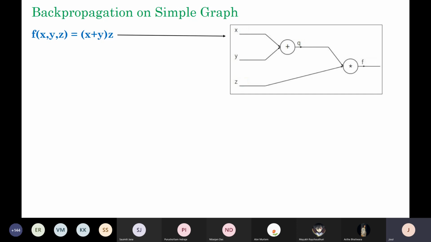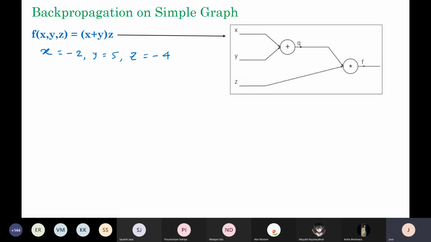Now let's see how we can compute the gradients on the simple graph first. The gradient as such doesn't have any meaning except at a particular point. So the point I'm going to consider is x equals -2, y equals 5, and z equals -4.